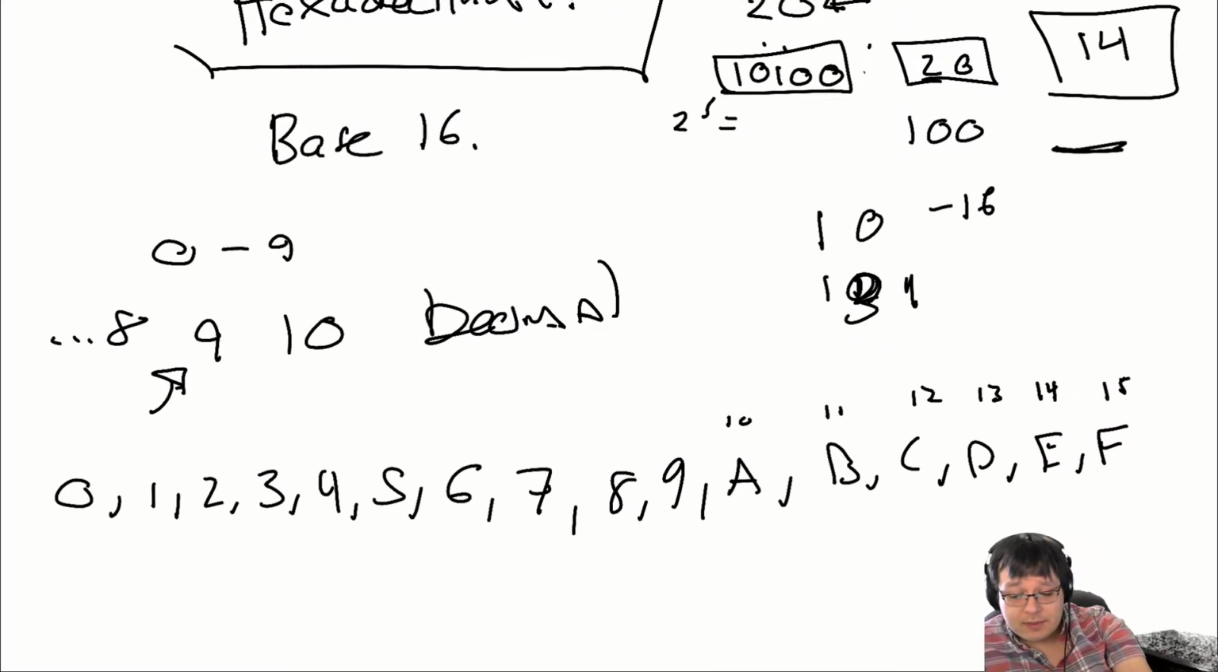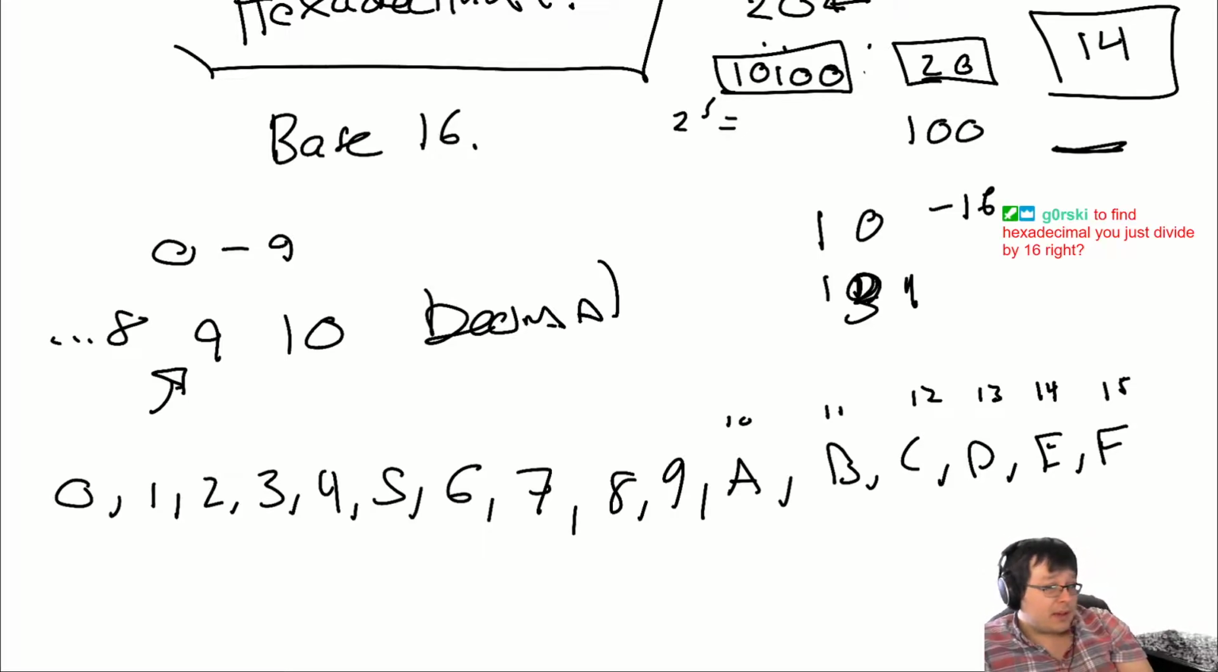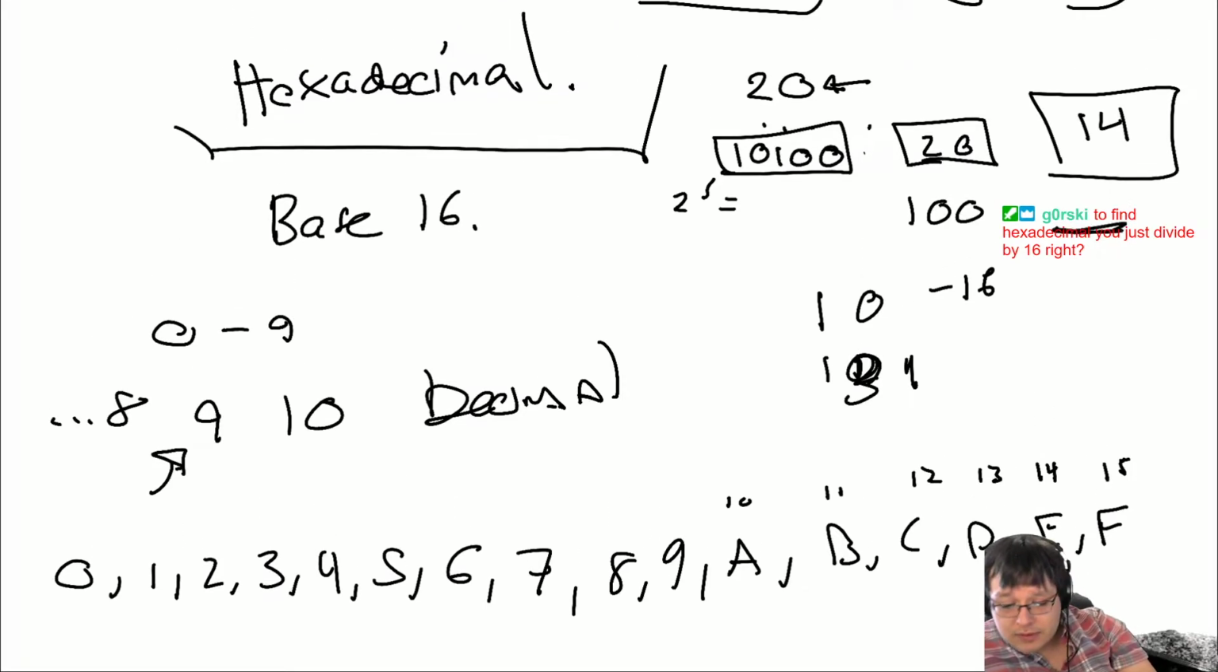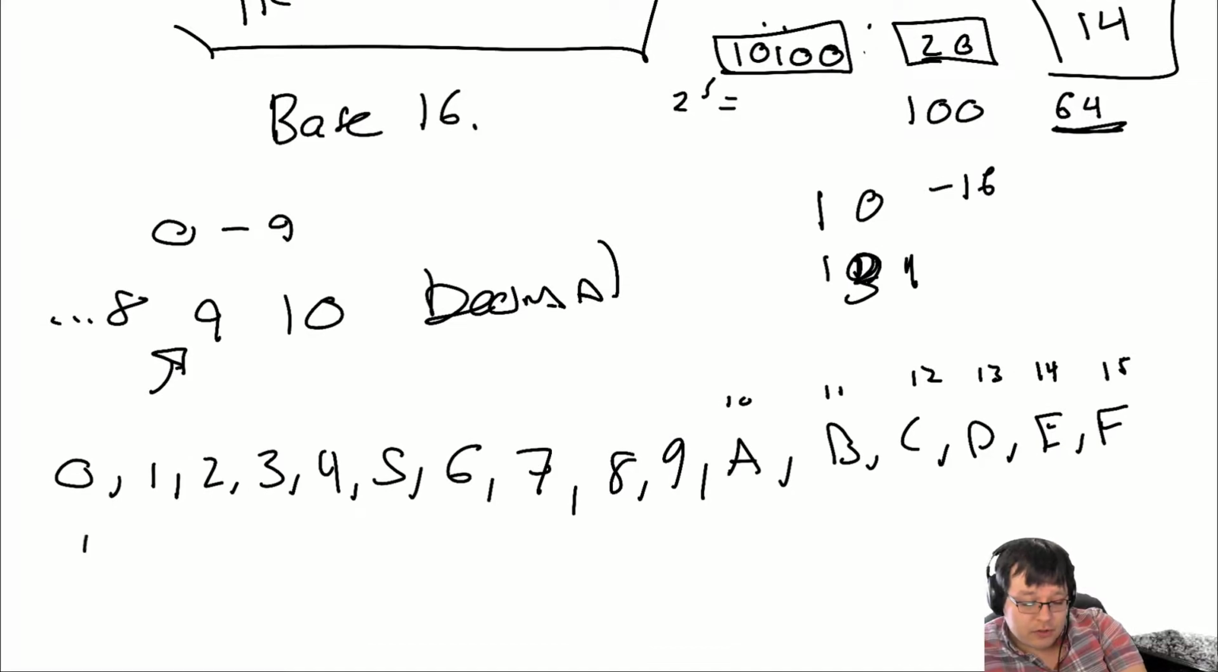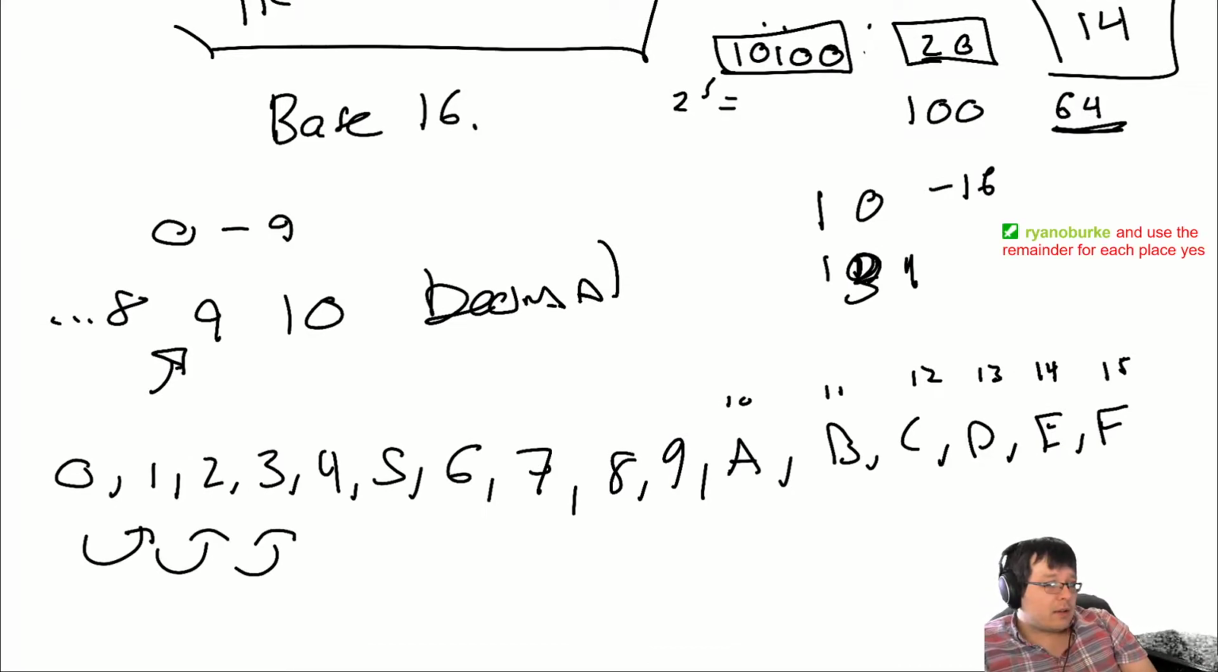Multiply 15 times 5, that's about 75, right? Yeah, 75. So times 6, it would be around something like 64 maybe? To find hexadecimal, you just divide by 16, right? Basically, every time that you divide by 16, you just increase this thing by 1. I don't think you can just flat out divide, but yes, the remainder. If you do the remainder, then yes, you'd be okay.